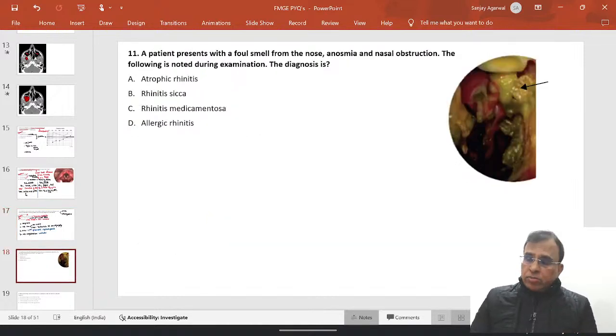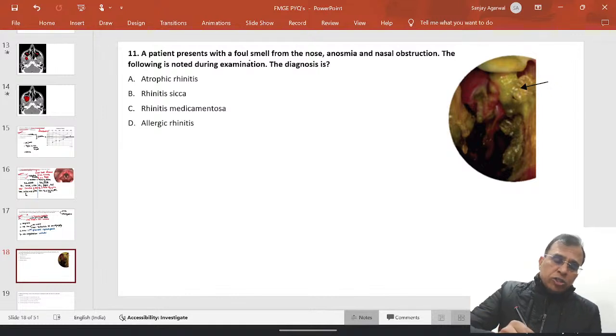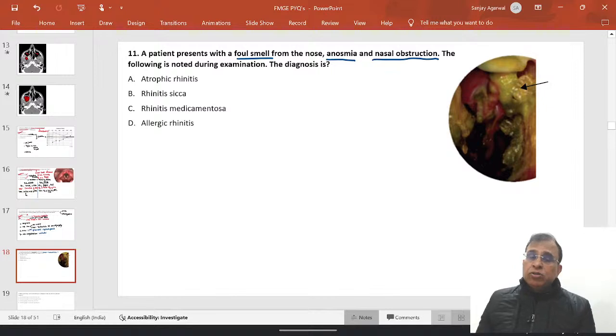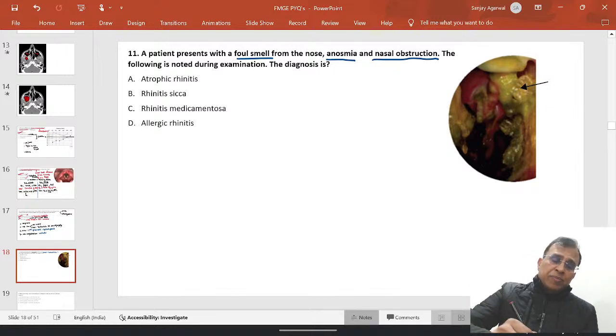Now next question, question number 11. A patient presented with foul smell from the nose, anosmia and nasal obstruction. There is foul smell, there is anosmia, loss of sense of smell. Anosmia, I'm sure you know, is a loss of sense of smell, and nasal obstruction. So when I tell you there is a foul smell from the nose with nasal blockade and loss of sense of smell, most people can make a diagnosis by this. Foul smell and anosmia very commonly together are seen in atrophic rhinitis.